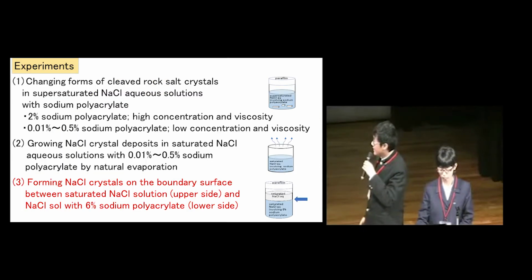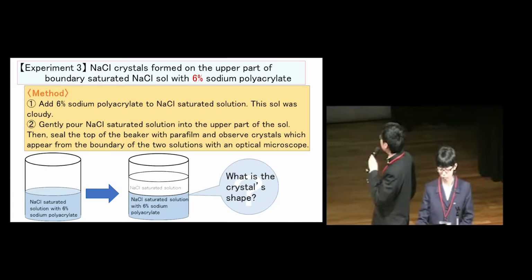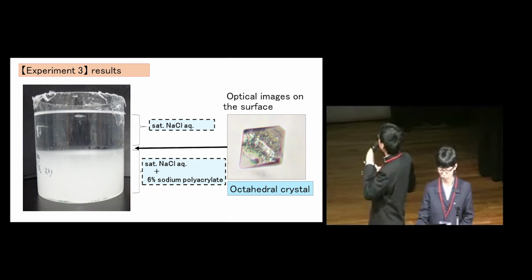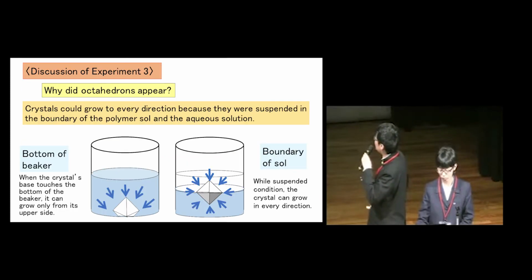Next, experiment 3. Forming NaCl crystal on the boundary surface between saturated NaCl solution and NaCl salt with 6% sodium polyacrylate. We added 6% sodium polyacrylate to NaCl saturated solution and poured the NaCl saturated solution into the beaker. This is the result. Octahedral crystals appeared. So why did octahedrons appear? We thought crystals can grow in every direction in a suspended condition.